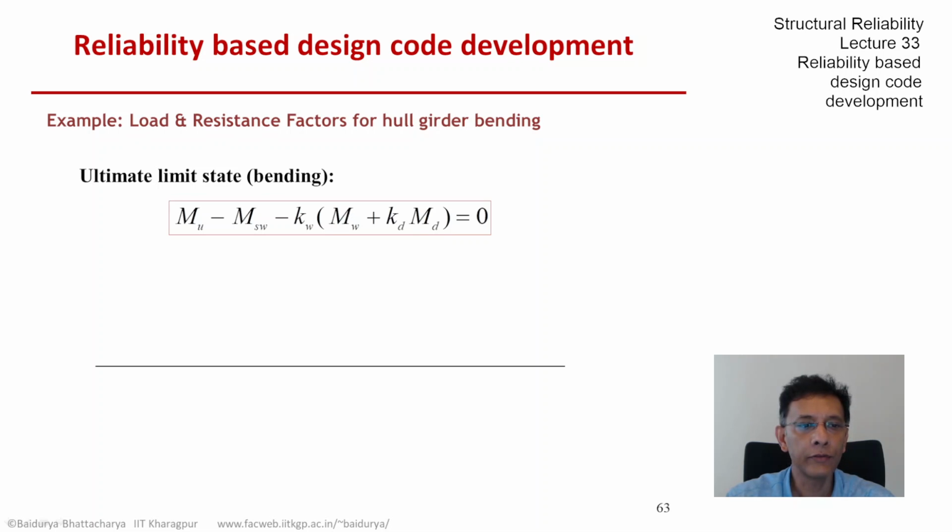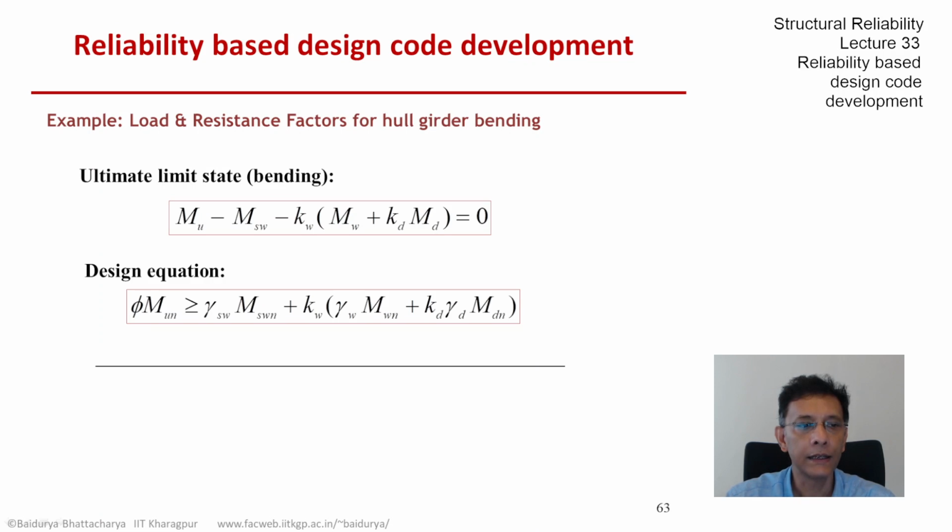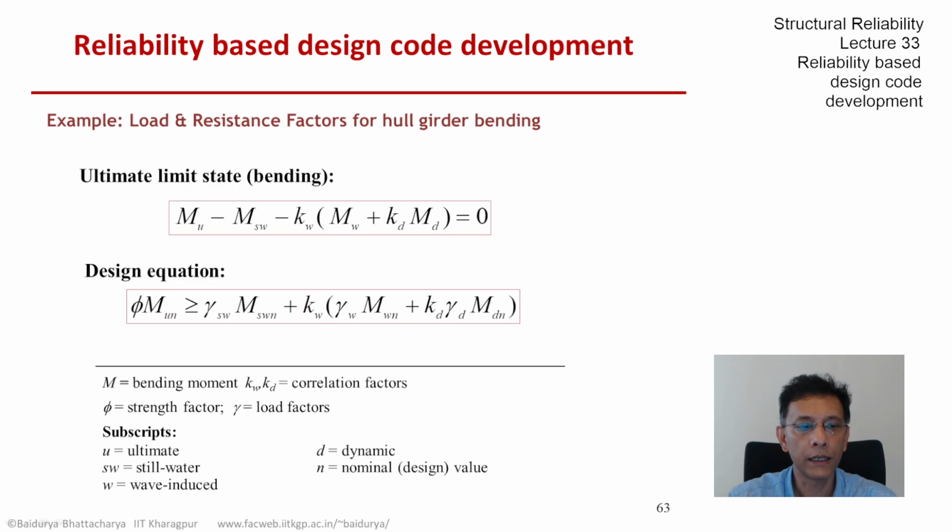moment, the wave induced bending moment, and the dynamic bending moments are important, and Mu is the ultimate bending moment capacity. So the design equation follows closely the limit state equation, and we have phi times the nominal capacity must be greater than the factored loads. So the still water bending moment, MSWN, and then the wave induced and the dynamic bending moments.